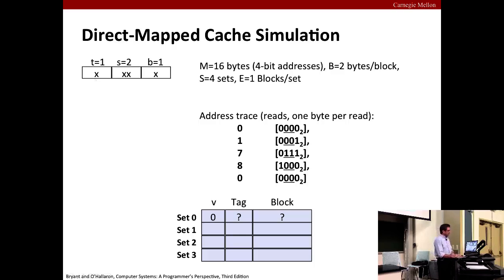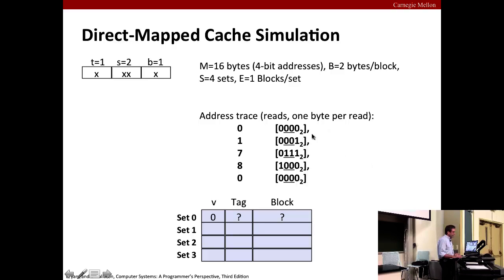All right, now let's suppose that our program executes instructions that reference the following memory addresses: 0, 1, 7, 8, and 0. And these references are reads, reading 1 byte per read. Okay, like I said, this is a really simple system. So let's look at what happens now. We start out with our cache empty. Valid bits are all set to 0.